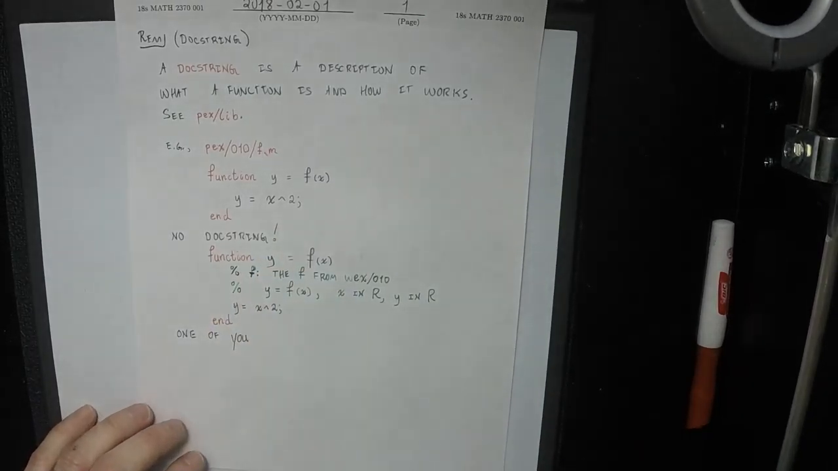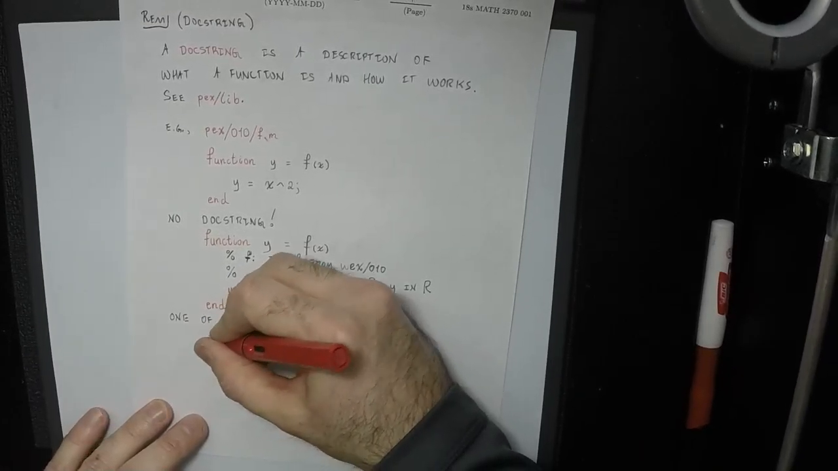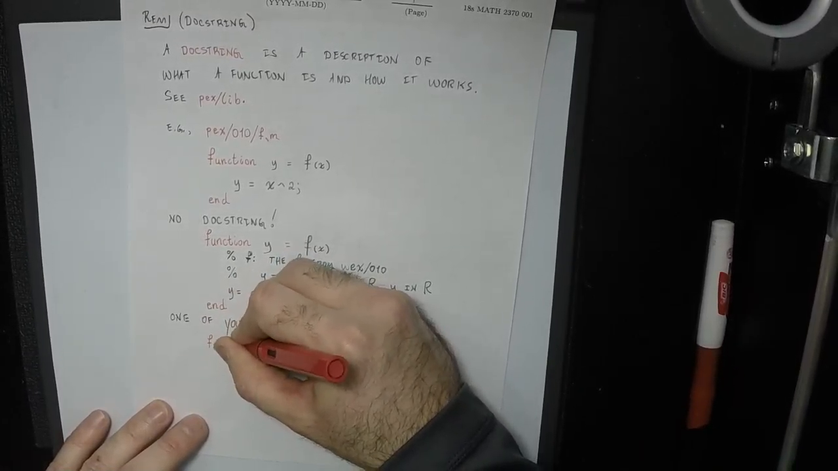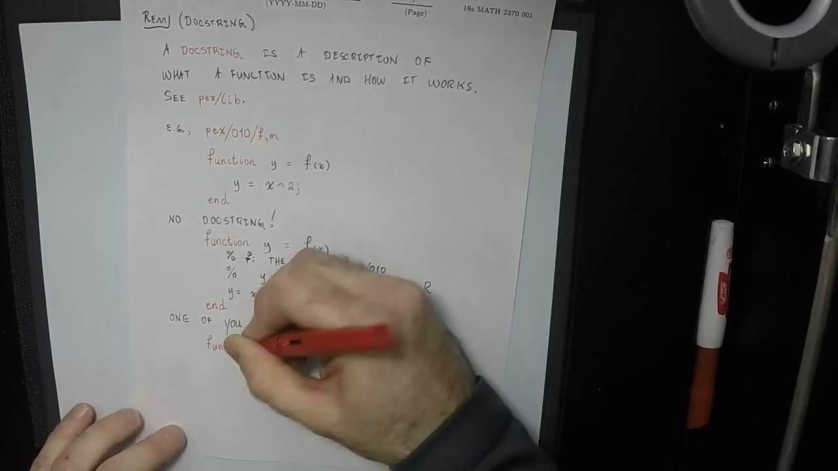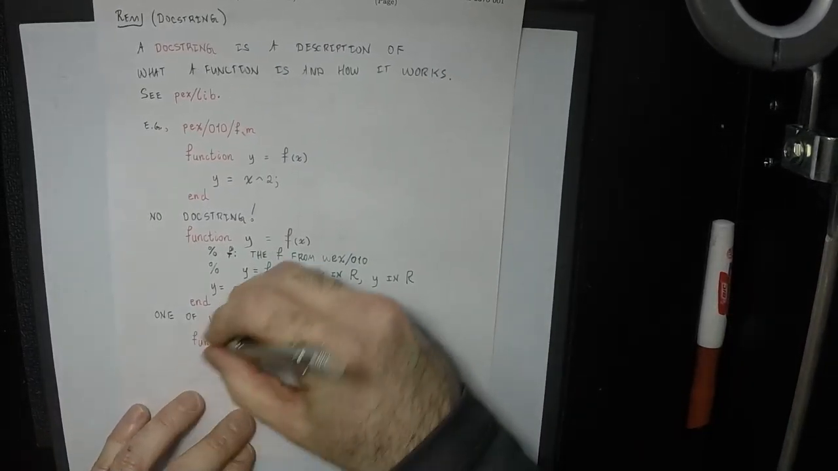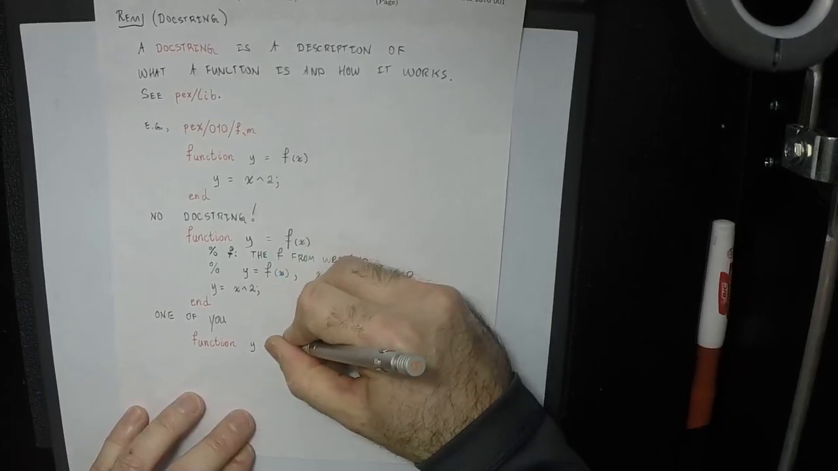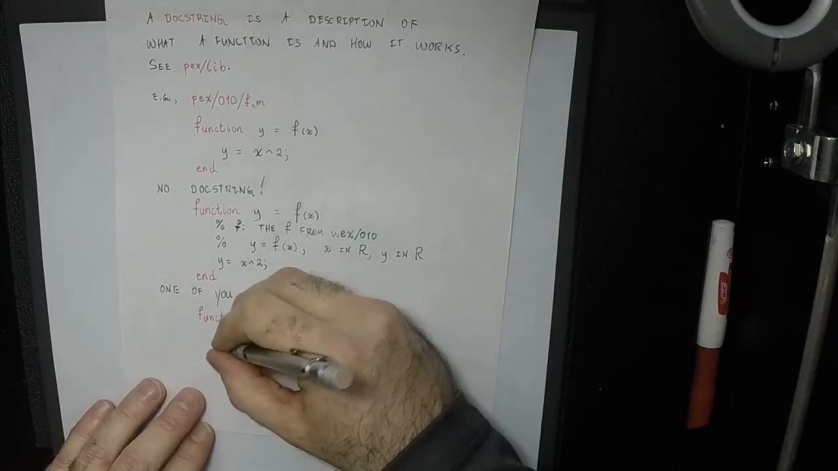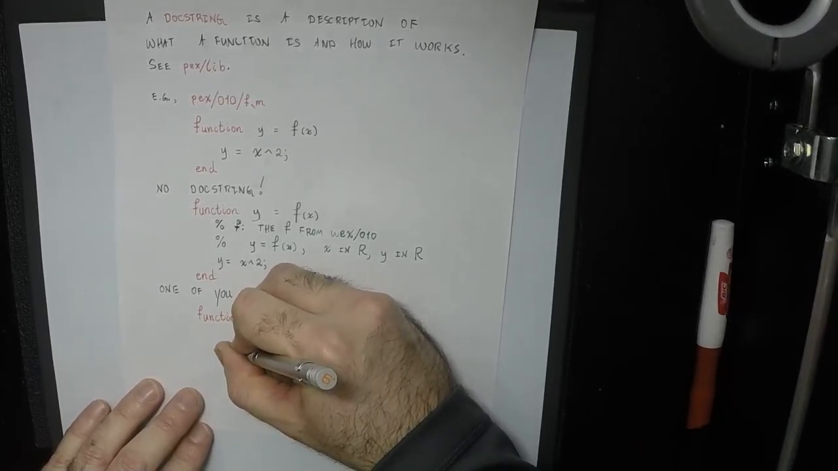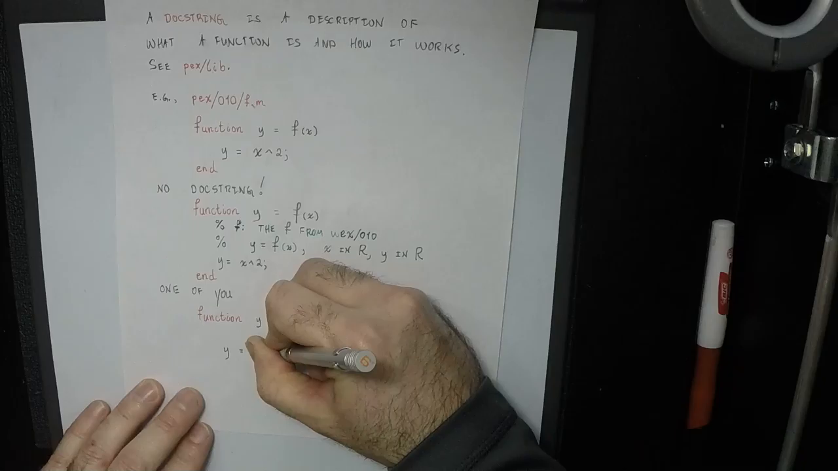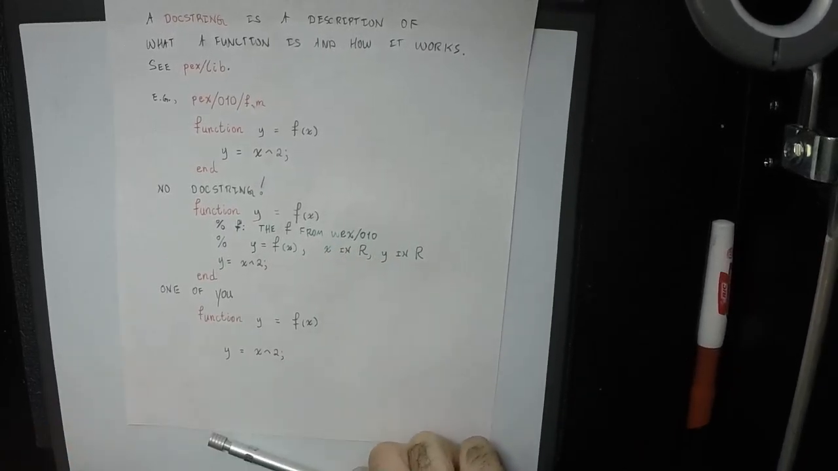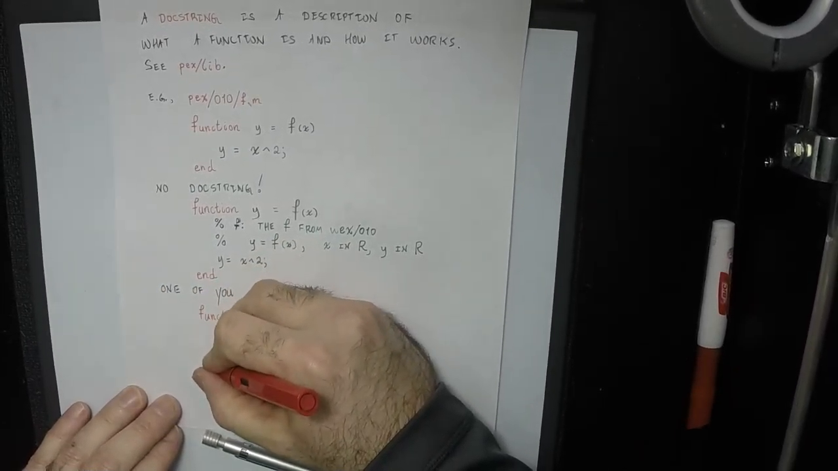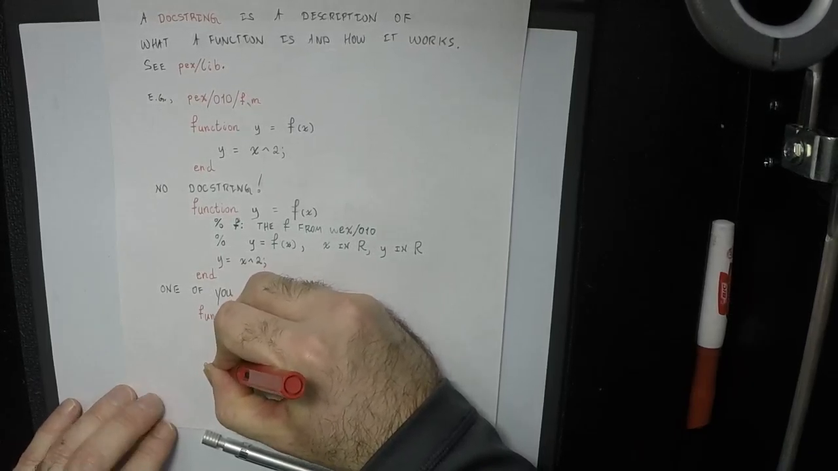One of you did the following. Function y equal to f of x. I'll leave some space for the docstring. The function was implemented correctly: x caret 2. End. And then the docstring is this.